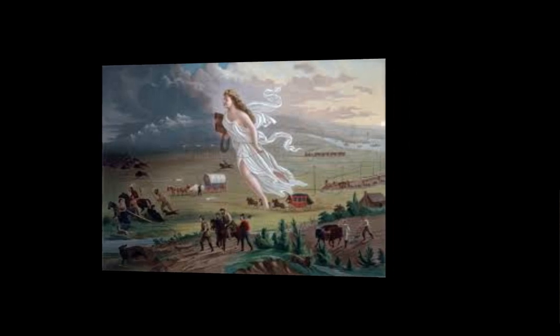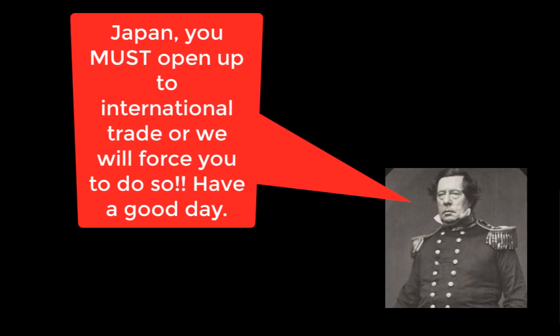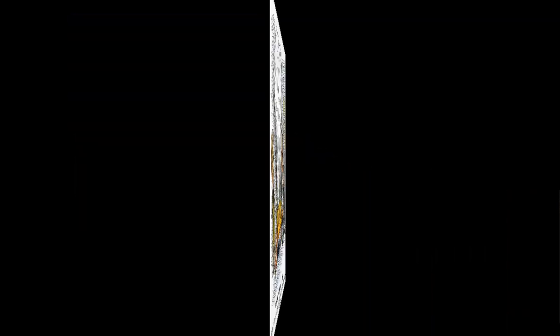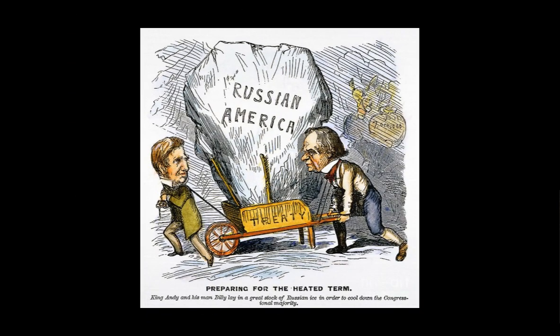That continues. In 1854, Commodore Perry went over to Japan and forced them to open up to international trade. And then in 1866, the Secretary of State, William Seward, got the U.S. to buy Alaska. Now, at the time, it was called Seward's Folly. But eventually, we found out actually it was a pretty good move. There was a huge amount of oil that would be found within Alaska.